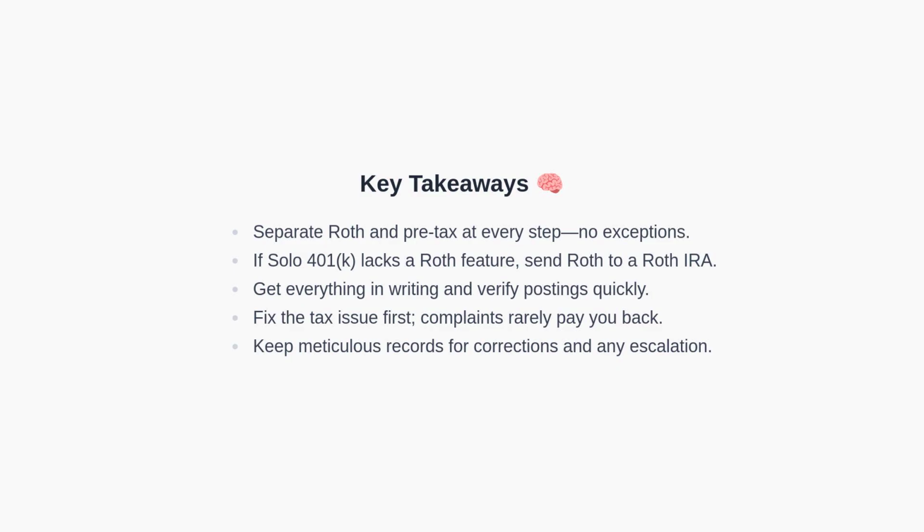Here are the key takeaways. 1. Separate Roth and pre-tax at every step. 2. If the solo 401k lacks a Roth feature, route Roth funds to a Roth IRA. 3. Get everything in writing and verify postings quickly. 4. Fix the tax issue first. Complaints rarely lead to direct compensation. 5. Maintain detailed records for both corrections and any escalations.